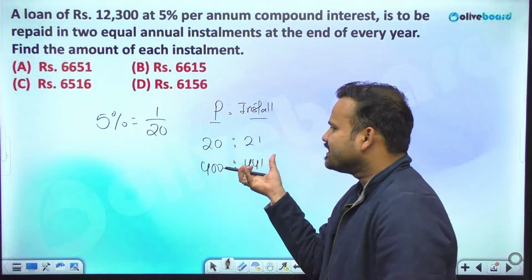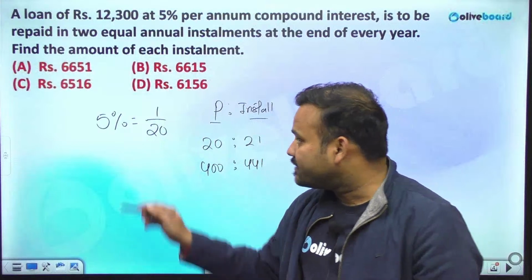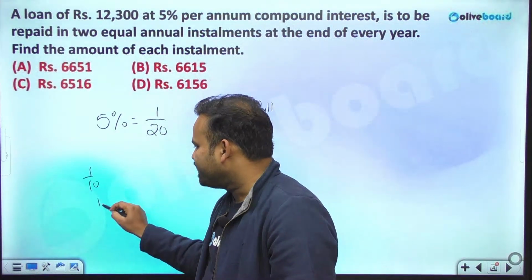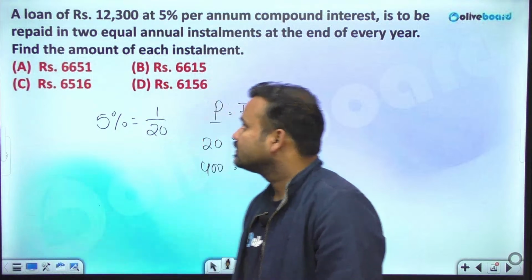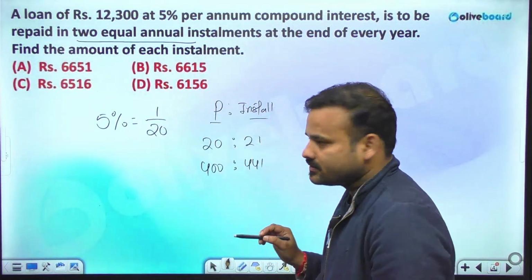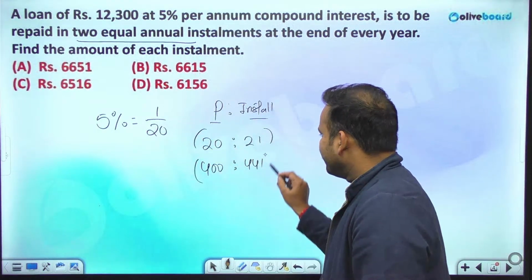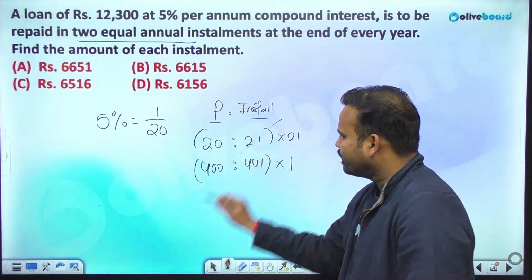We have the same generic values over here only because the rate of interest in this case is also the same. Had it been 10%, 10% is 1 by 10, the ratio would have been 10 and 11. For the next year, it would have been 100 and 121. Sir, it is repaying it in 2 equal installments. Sir, make this installment part equal. So I'm multiplying this by 21 and this by 1. So make it at 441 equal.